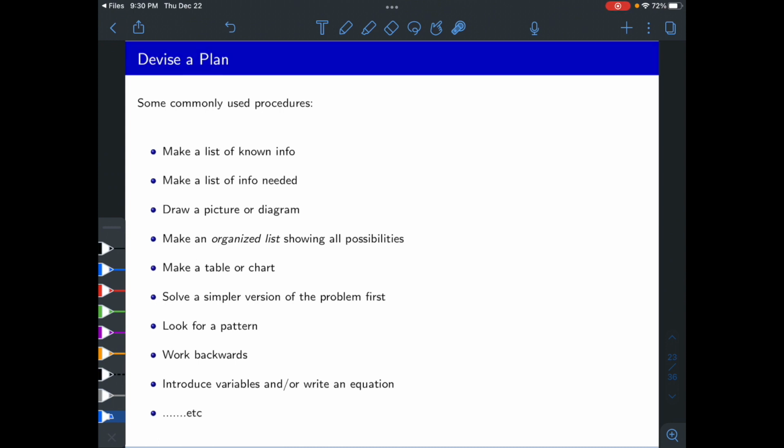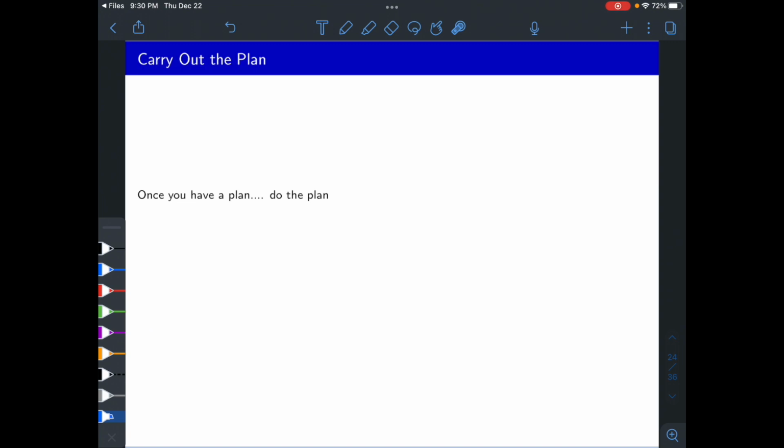And this list just goes on and on. This is the devising a plan step. There are just so many things that could go into this step. Step 3, carry out the plan. This one's kind of straightforward. Once you have figured out what your plan is going to be, once you have the plan, just do it.